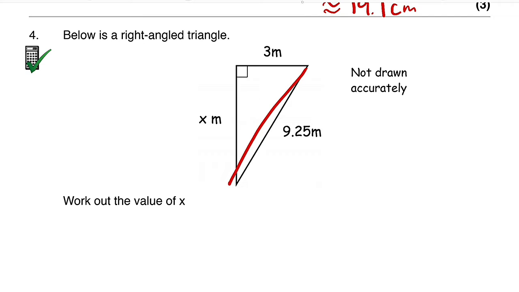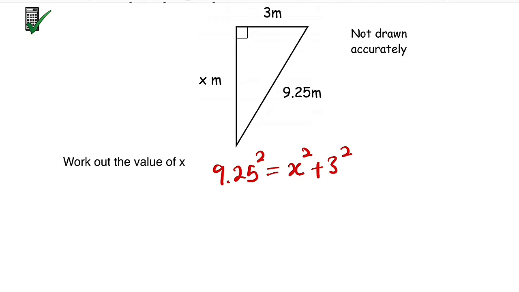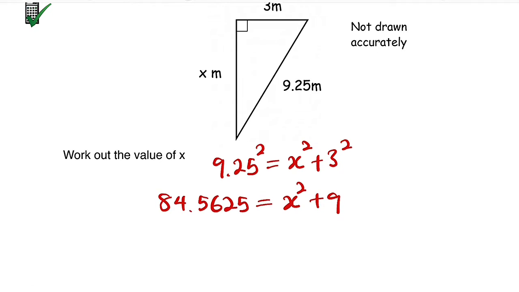This is the hypotenuse, the longest side, which is directly opposite to the right angle. So 9.25 squared is equal to x squared plus 3 squared. 9.25 squared is 84.5625, and this is equal to x squared plus 3 squared, which is 9.